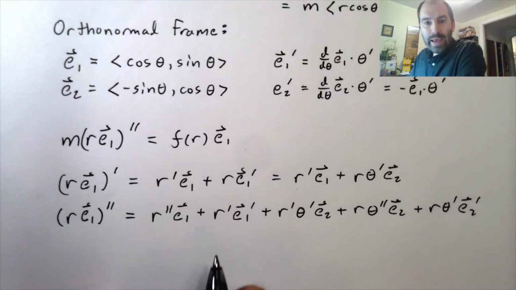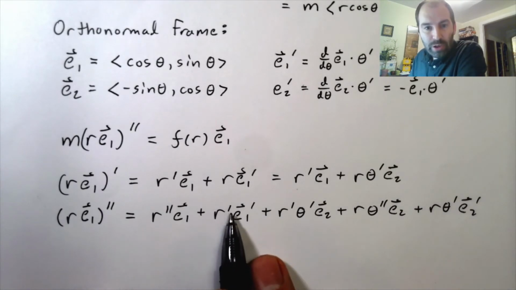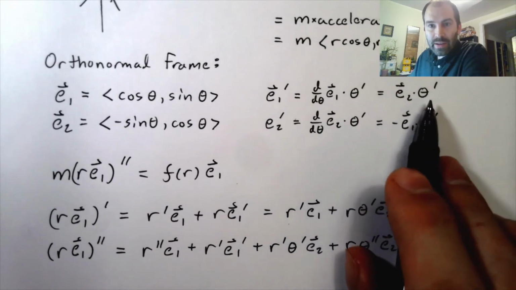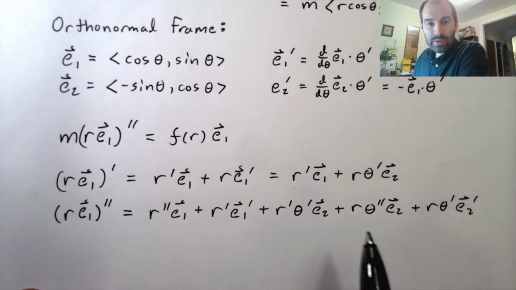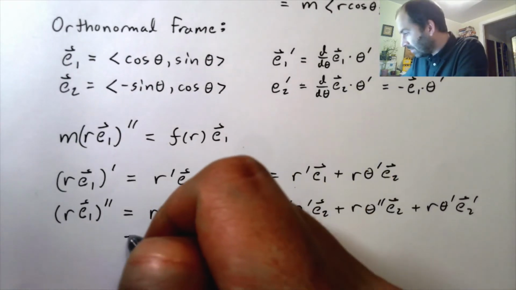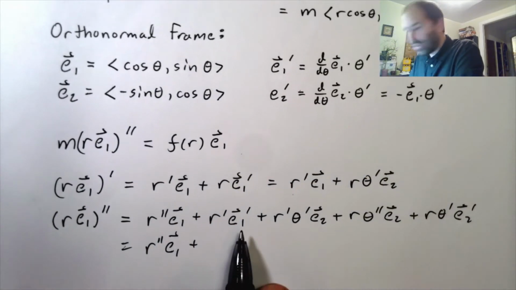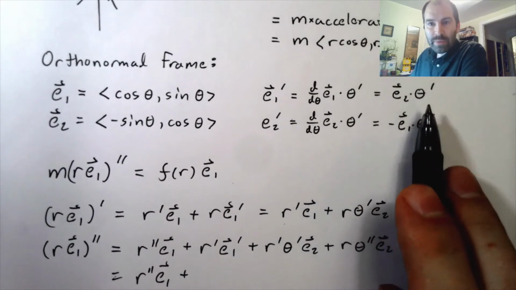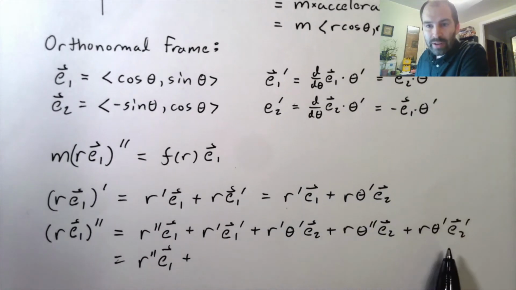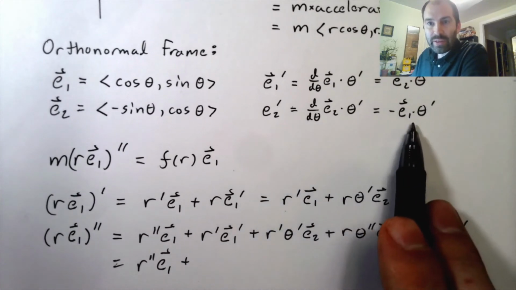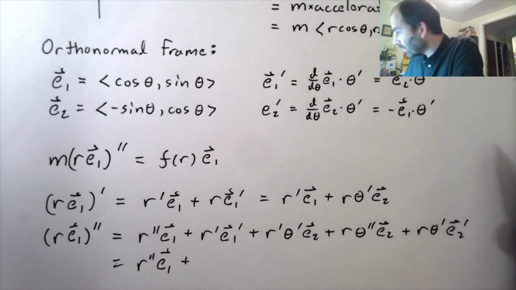Okay. And let's see if we can simplify this stuff. Well, we know that E1 prime is, again, theta prime times E2, right? So I'm going to replace that there. And actually, let's do all this at once. I know that this thing is given by this. I know that this thing is given by this. So let's put both of those in there.